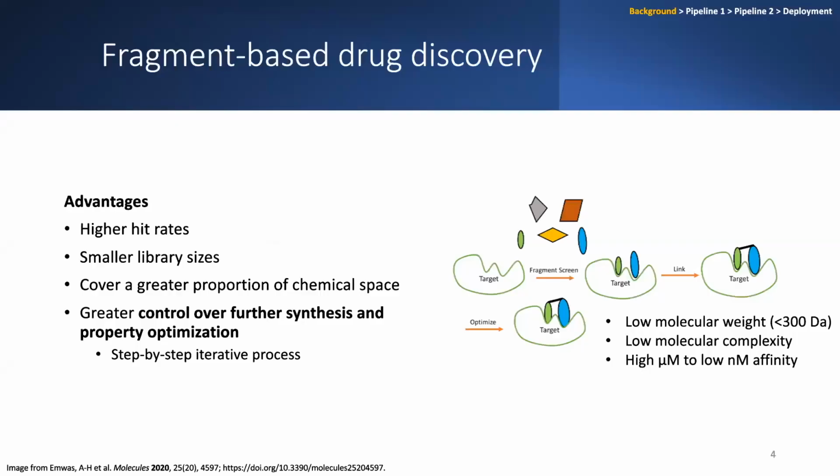So just to start, fragment-based drug discovery, as opposed to high-throughput screening, involves the screening of very small molecules, so molecules that typically have a molecular weight of less than 300 Daltons. They have very low molecular complexity, so typically bind with weaker affinities in the high micromolar to low nanomolar range. So several advantages of using such small molecules is that we typically get higher hit rates because they bind more promiscuously. They cover a greater proportion of chemical space, but in particular, because we have a smaller starting point, we have greater control over further synthesis and optimization of properties such as affinity, which we can do in a step-by-step iterative process. So the question that we want to answer is that once we have these fragment hits, what can we actually do with them?